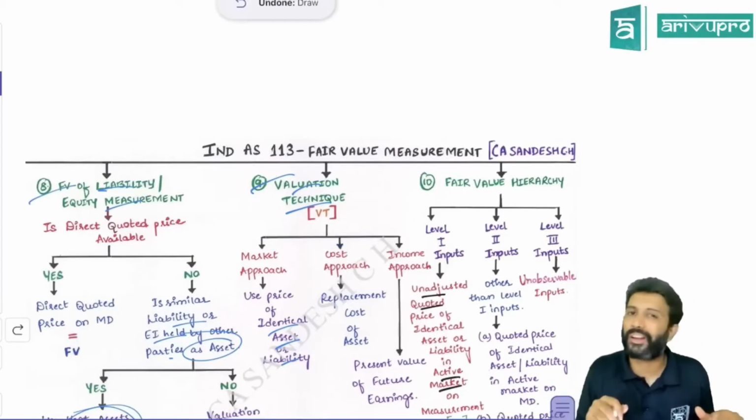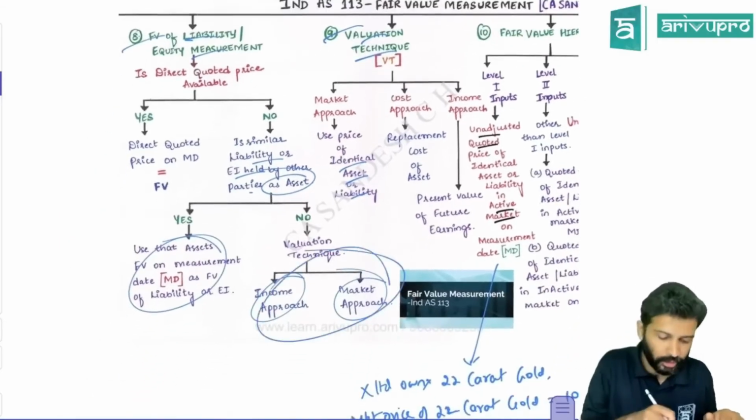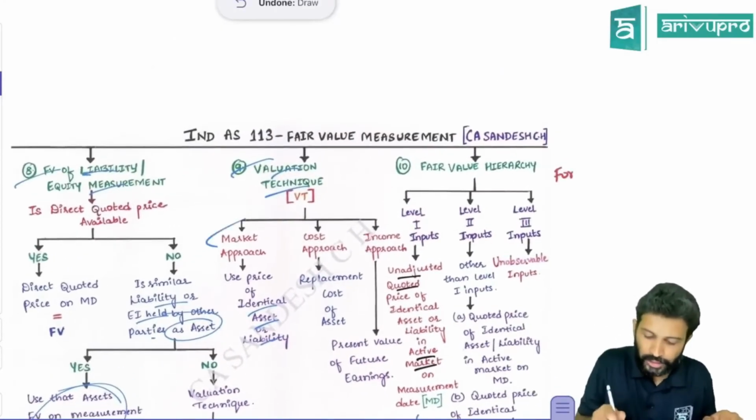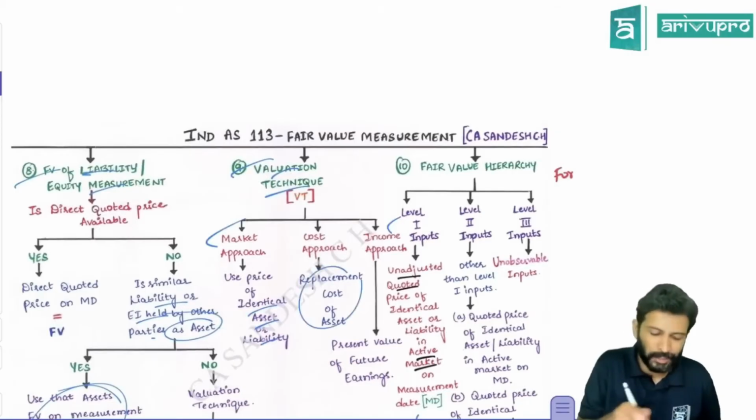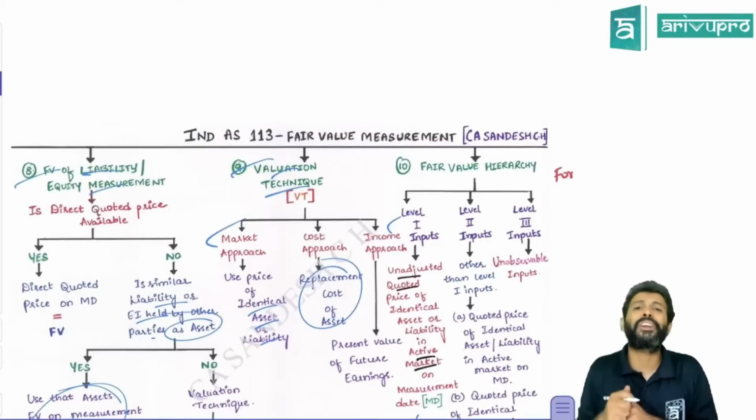Cost approach is not permissible here. If you see liabilities here, I've not written cost approach. I've only written market approach and income approach, because cost here refers to replacement cost. Sir, liabilities you don't replace.